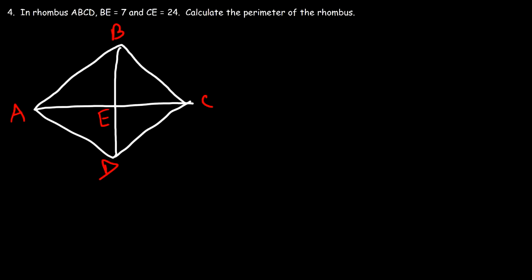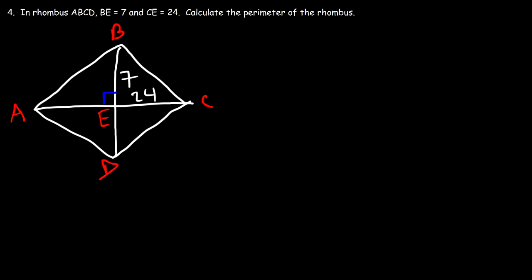Number 4. In rhombus ABCD, BE is 7 and CE is 24. Calculate the perimeter of the rhombus. So the first thing you need to know is that the diagonals of a rhombus bisect each other at 90 degrees. BE is 7 and CE is 24. Because the diagonals of a rhombus bisect each other, AE and EC are congruent. BE and ED are congruent. So if BE is 7, ED is 7. And if EC is 24, AE is 24.